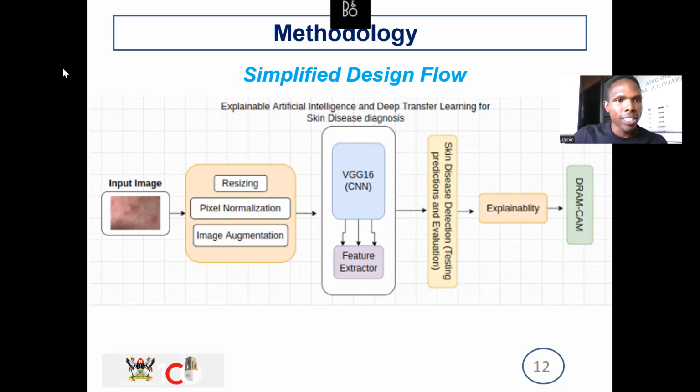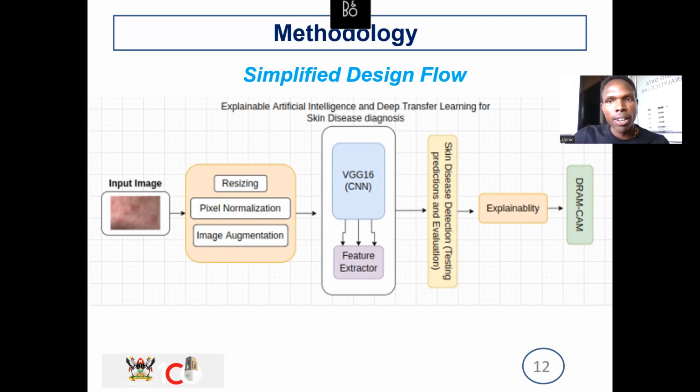So the process is, we get the dummy data, let's say an image, and we pre-process the image using pre-processing techniques such as resizing, pixel normalization, and image augmentation. After the data pre-processing, we get that pre-processed data, we pass it through our VGG16 model, and then we employ the concept of feature extraction.